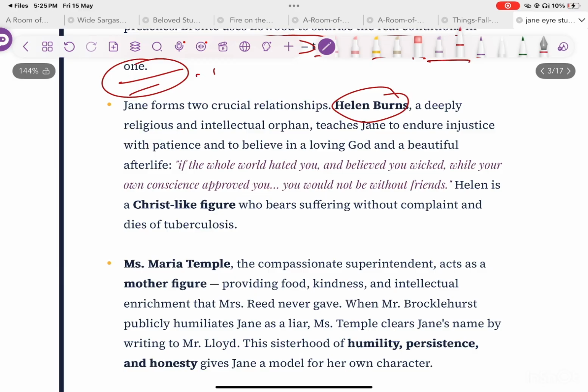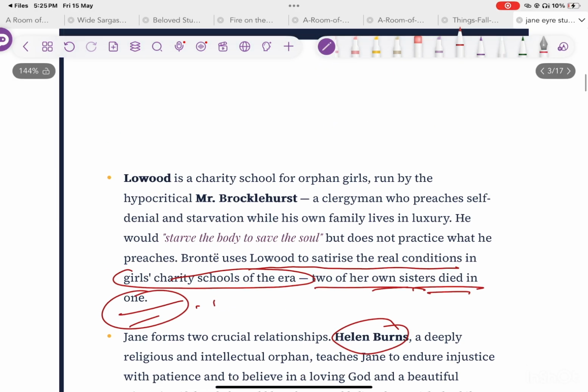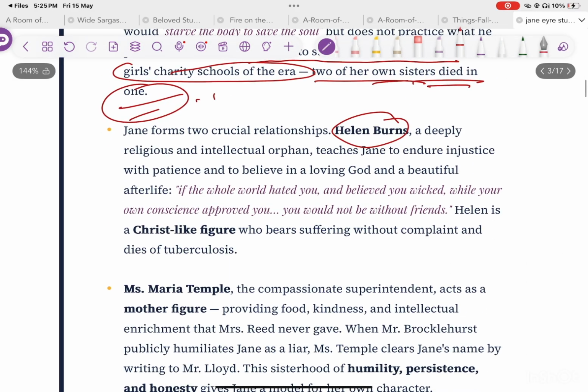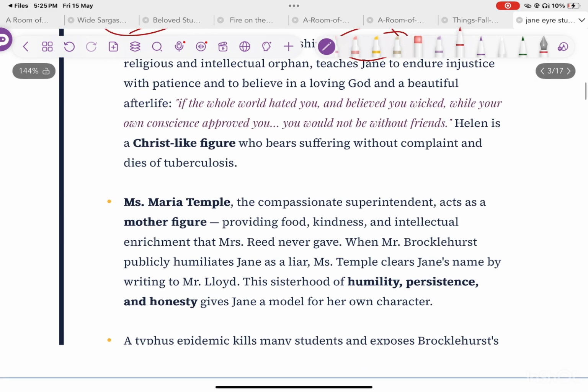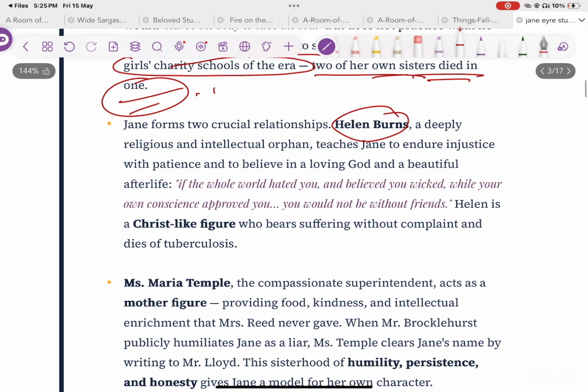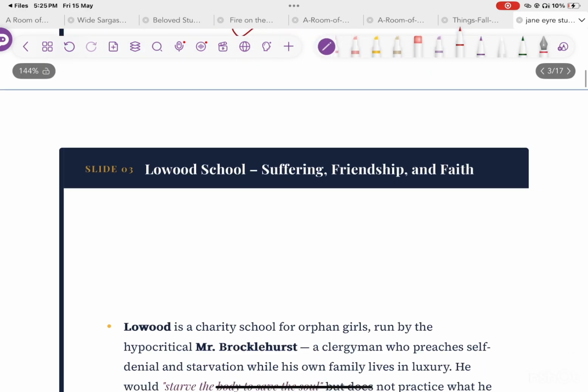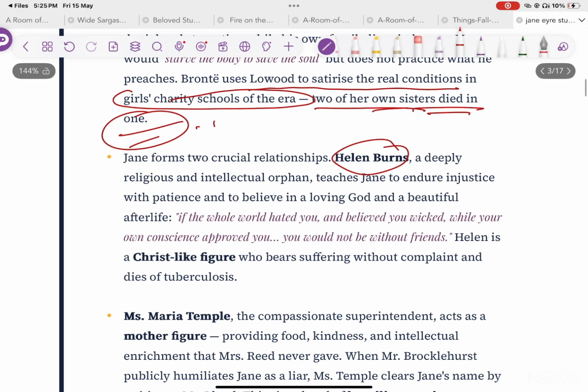And then when this Mr. Brocklehurst comes to the school and announces that they shouldn't believe what Jane says because she is a liar, she gets very ashamed and she starts to think that people in the school would hate her, and everybody hates her. Then Helen Burns informs Jane that nobody hates you, they feel pity for you. So don't worry about that. And even if they hate you, don't worry about it. Take the toil, take the suffering.